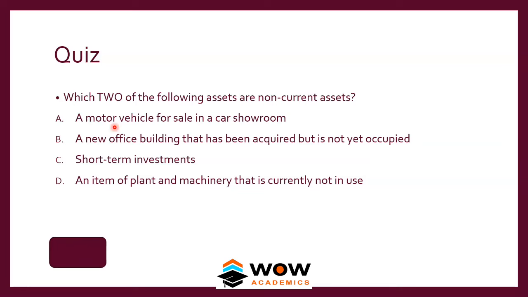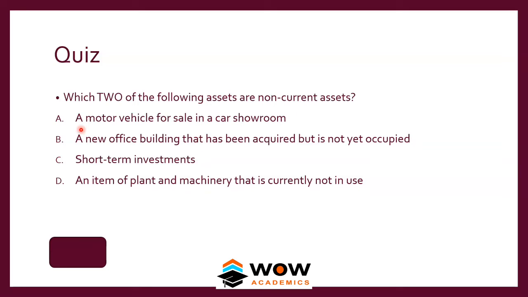So we have a quiz. Which two of the following assets are non-current assets? A, a motor vehicle for sale in a car showroom; B, a new office building that has been acquired but is not yet occupied; C, short-term investments; D, an item of plant and machinery that is currently not in use. So there are four items, and two of them are non-current assets.